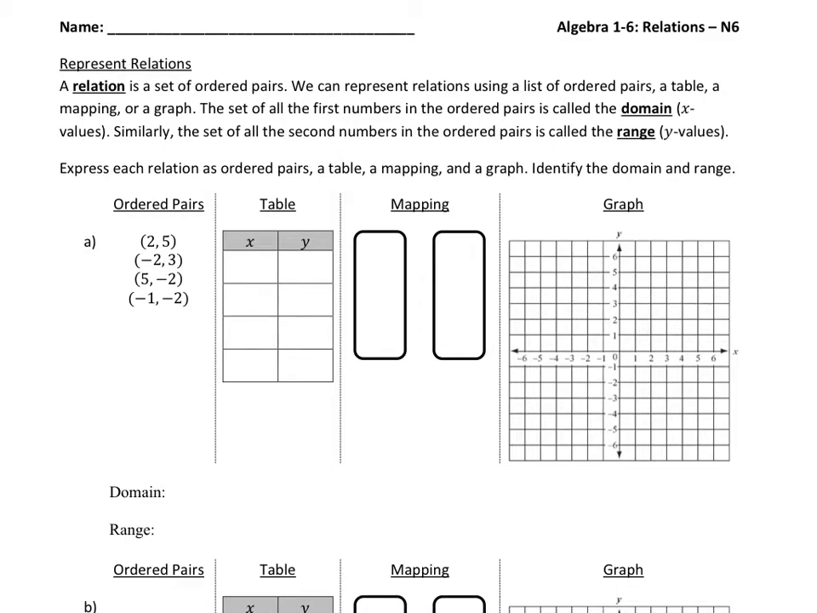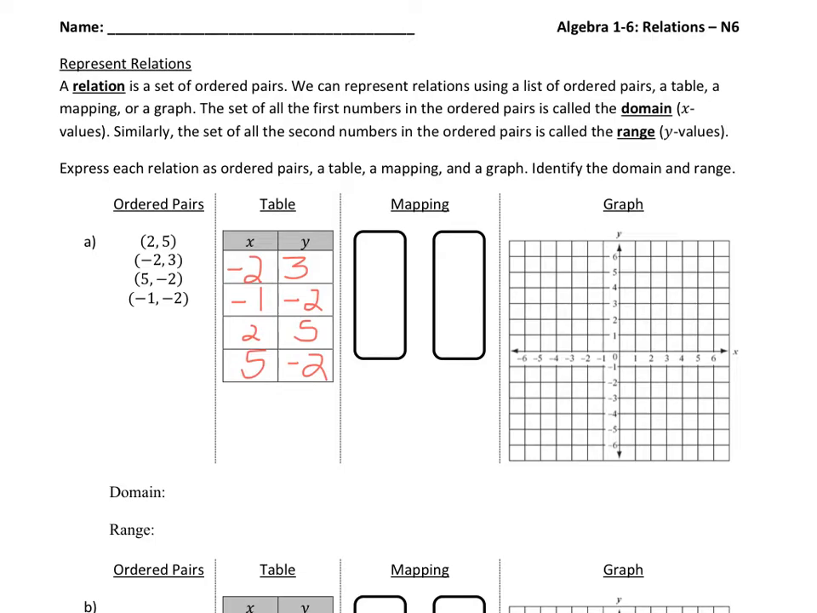If I take a look at my x values, I want to choose the smallest one. The smallest one is negative 2. So I'm going to start by writing (-2, 3) in my first row. The next smallest x value is negative 1, so (-1, -2). After that we have (2, 5). And last but not least, (5, -2). So here we have our table of values.